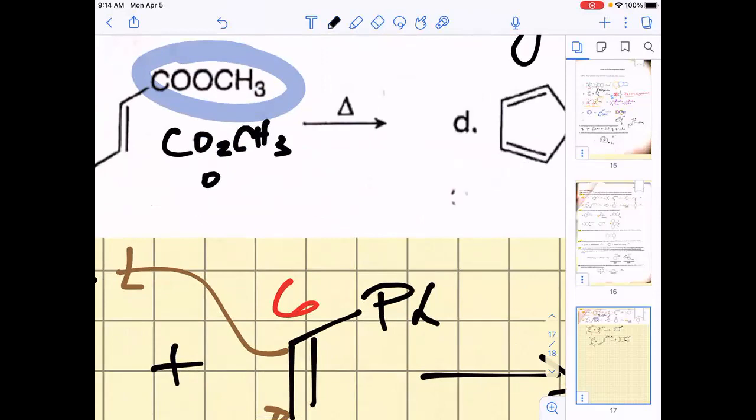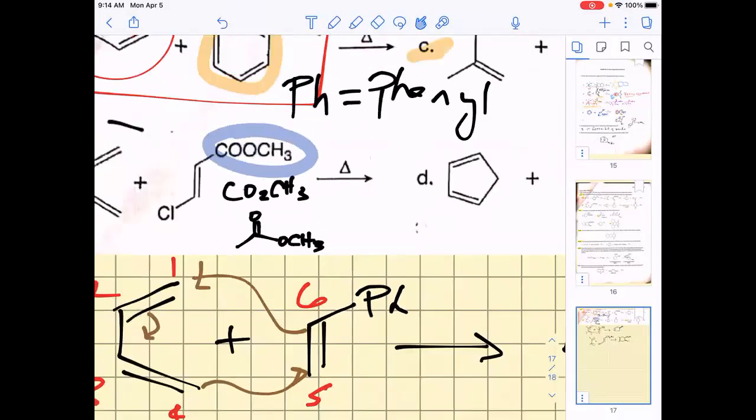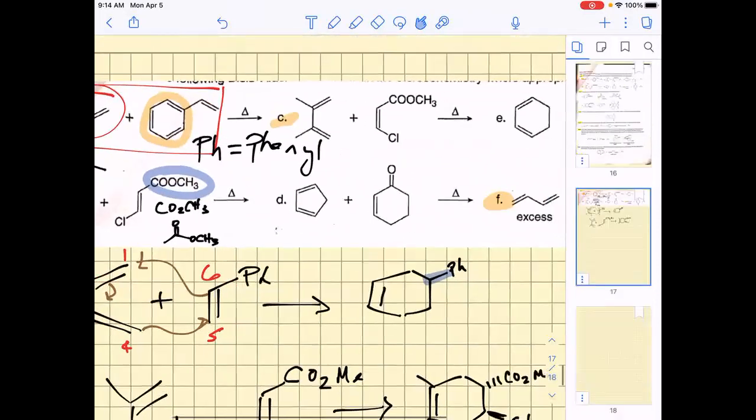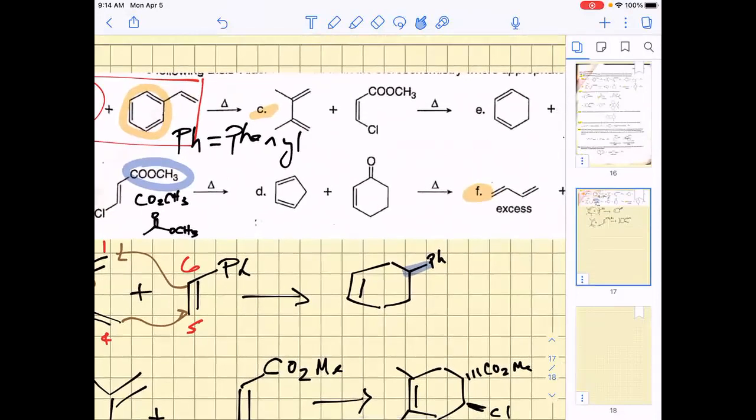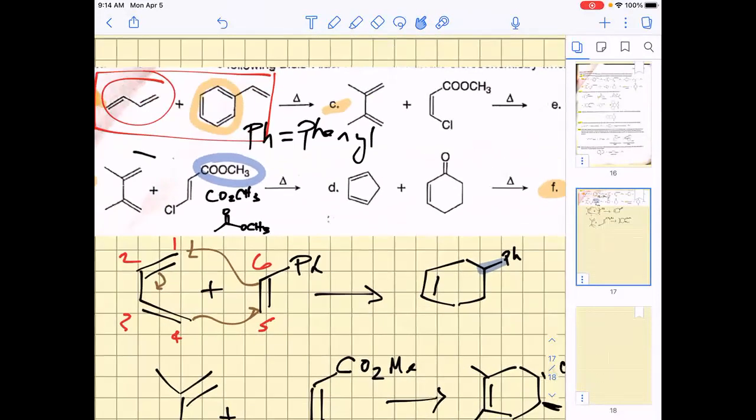Dr. Russell? Yes. For the first one that you did, did the stereochemistry change from trans to cis? On the first one right here, there's no stereo. Well, that alkene is monosubstituted, so it doesn't. You can't call it trans or cis.